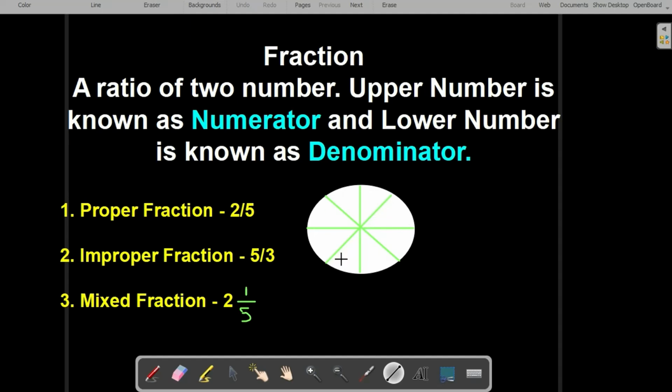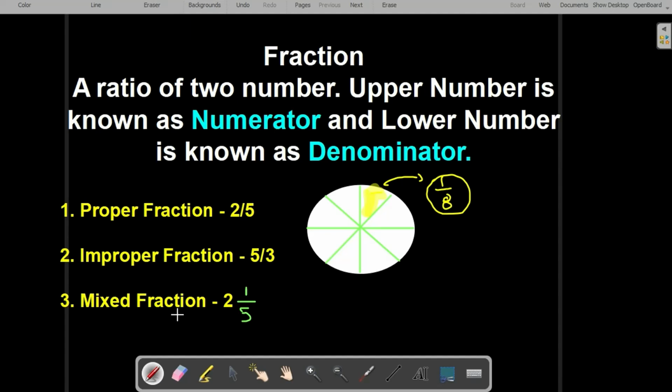Like if you see a diagram where a circle is divided into 8 parts, and suppose I wanted to see how much this part is. Out of 8 parts, this is only one part which is yellow in color, right? So that's why we can say this is 1 out of 8. So this is 1/8 of the circle which is yellow in color.